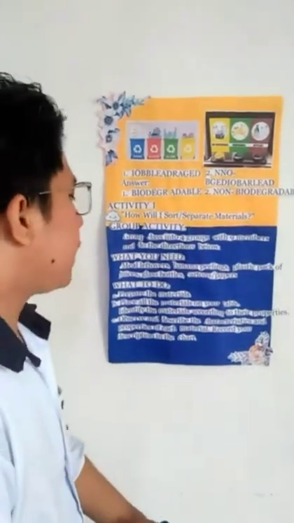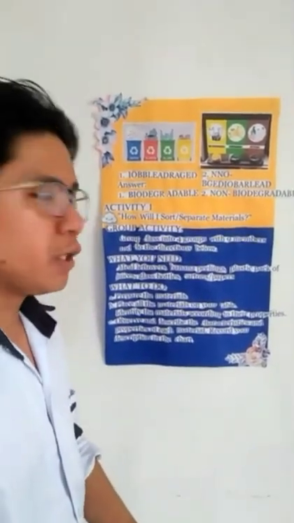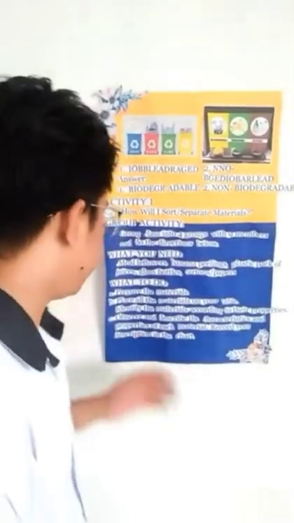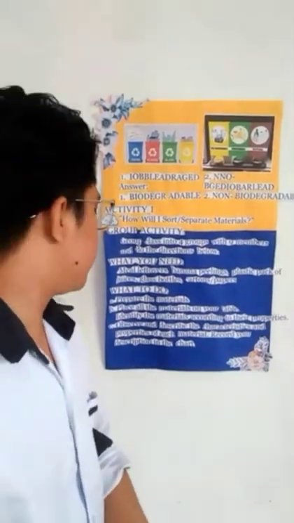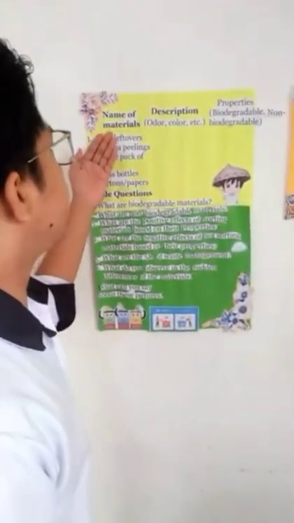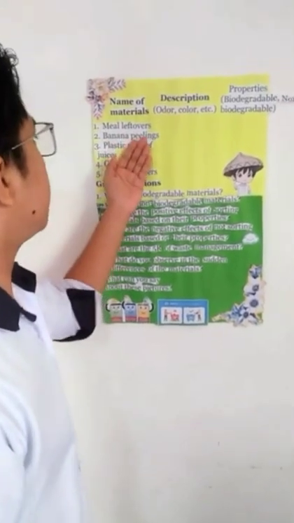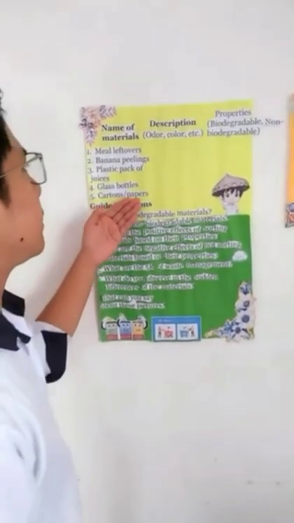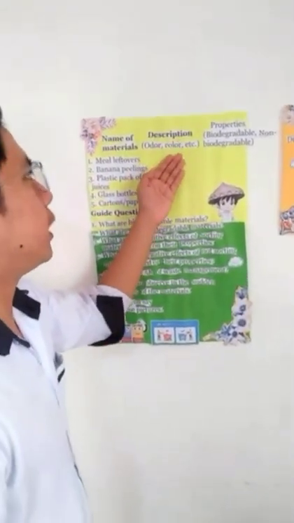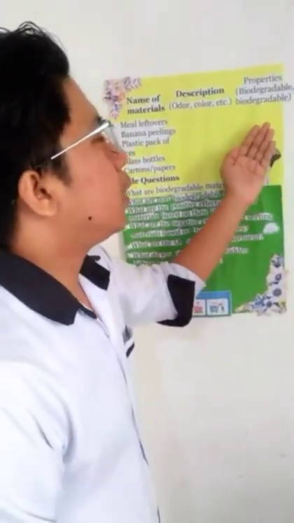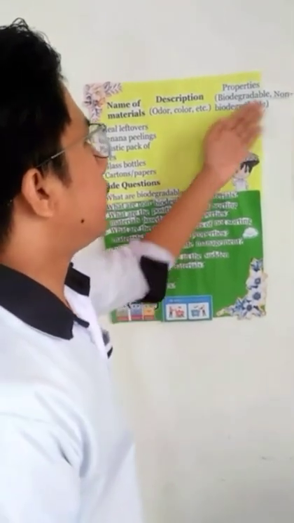Letter B. Place your materials on your table. Identify materials according to their properties, and observe and describe the characteristics and properties of each material. Record your descriptions on the chart. Name of materials: meal leftovers, banana peelings, plastic pack of juices, glass bottles, cartons and papers. Description: odor, color, etc. Properties: biodegradable or non-biodegradable.